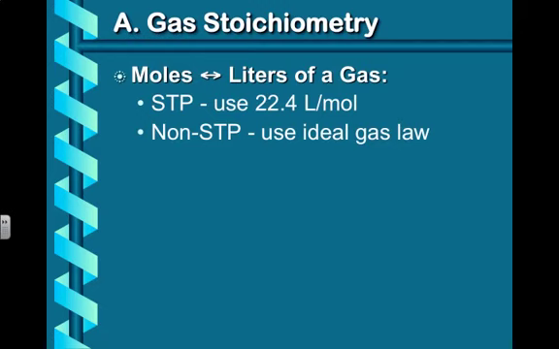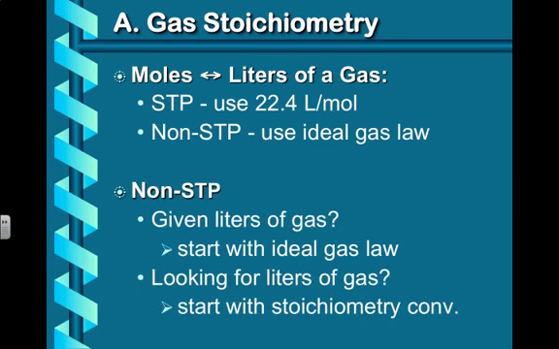All right, so when we're converting between moles and liters of a gas at STP, we know that 22.4 liters is equal to 1 mole. And we can use that, and that works. It's perfect. However, if it's not at STP, we're going to have to use the ideal gas law. So you are going to have to use the ideal gas law and stoichiometry.